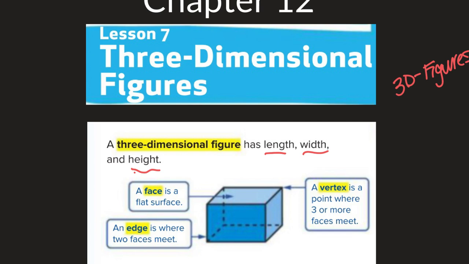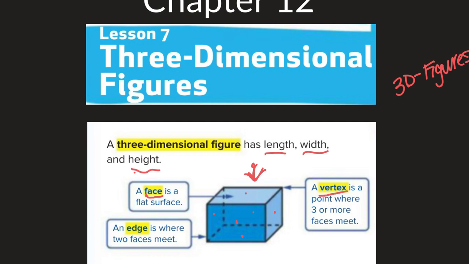All the flat surfaces are called faces. So if we were looking at this shape here, we would see one face on top, front, bottom, and back. And then we would see two faces, one on each side. So that would make a total of 6 faces on this 3D figure.